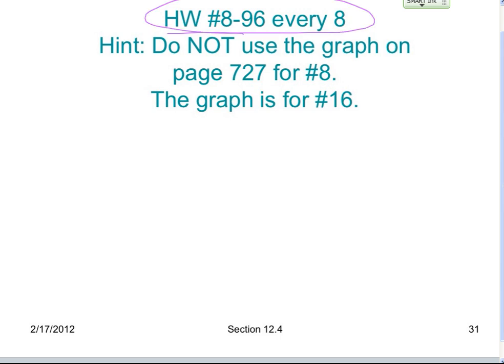The homework is 8 through 96, but when you look at the homework assignment, there's a graph on page 727, and it looks like the graph is for number 8, when in fact it's not. The graph is actually for number 16, which is on the next page. So be very careful when you're doing the homework assignment not to try to use the graph for number 8. It's not for number 8. It's actually for number 16.